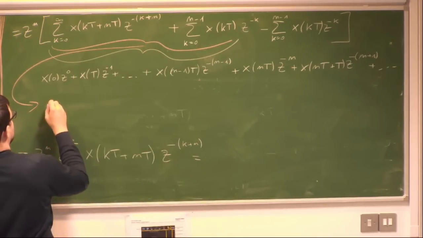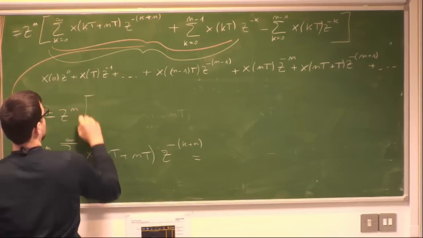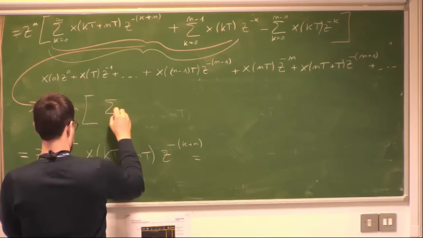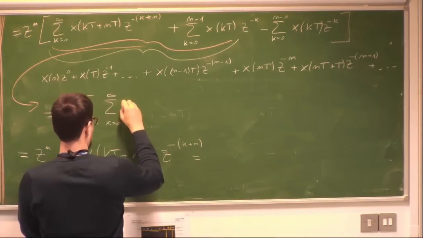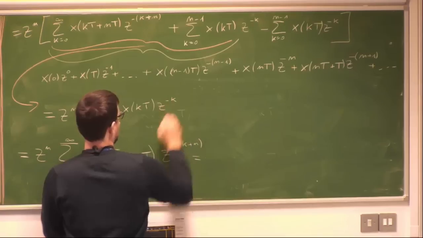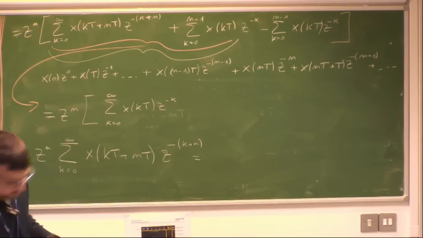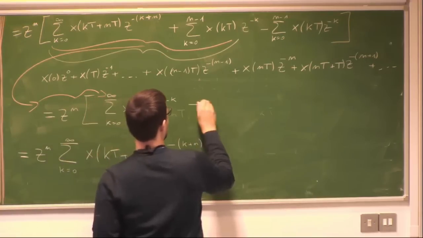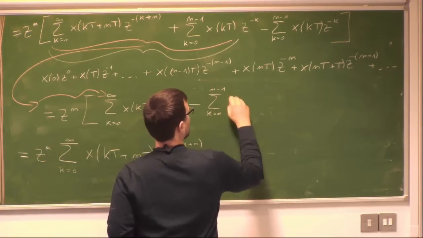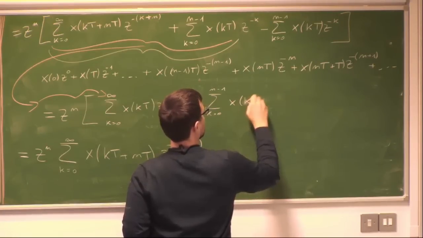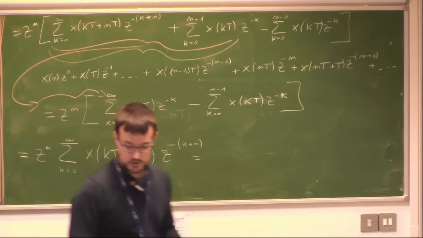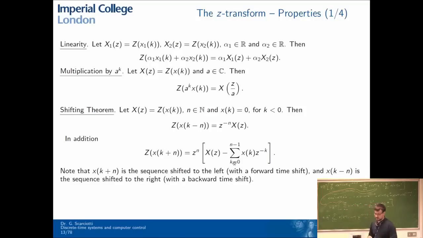And so here we have z power n that multiplies the sum of k that goes from 0 to infinity of x of k capital T, z power minus k. And so this is actually this term, okay? And then what remains is that term over there. And this is actually what we have on the slide, because this term is the z transform of x. And we have proved the formula that is on the slide.